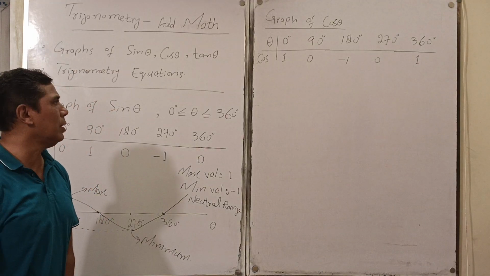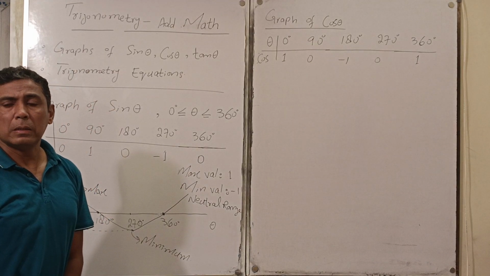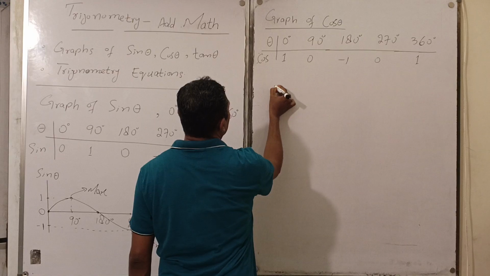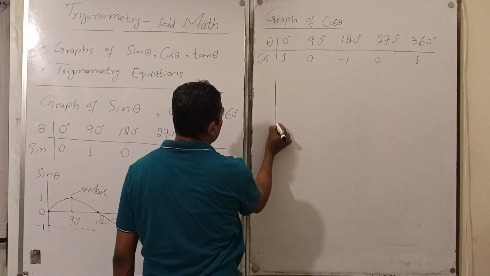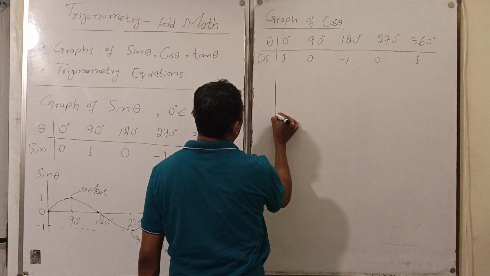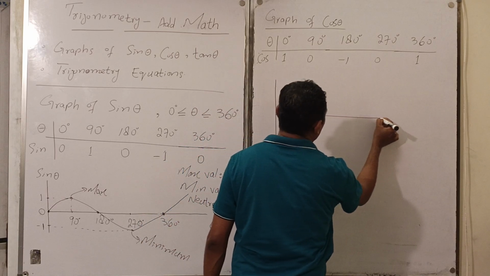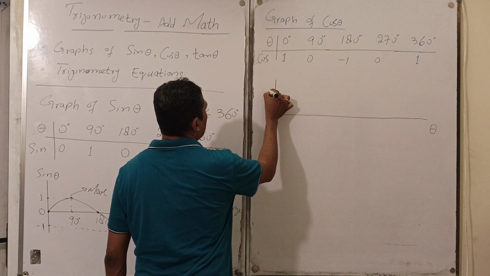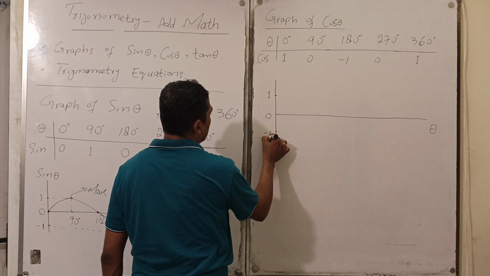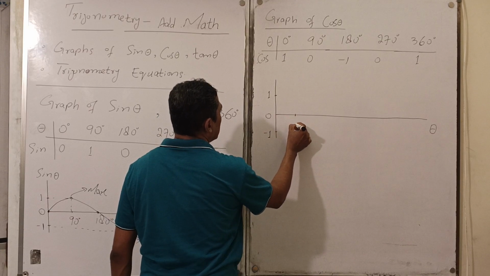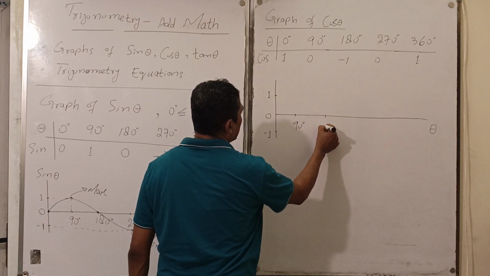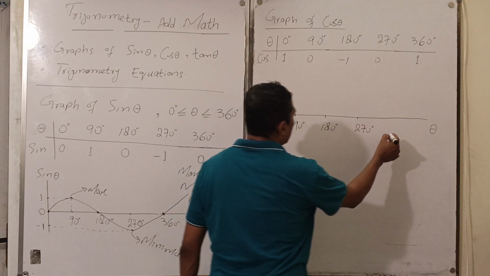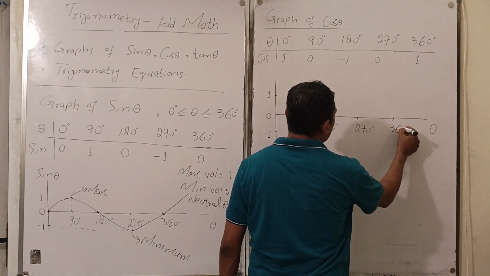So what is the max and the min value? The max value is 1 and the min value is -1. Okay, so we can plot it. This is theta, this is 0, this is 1, and this is -1. Then 90 degrees, 180 degrees, 270 degrees, and 360 degrees.